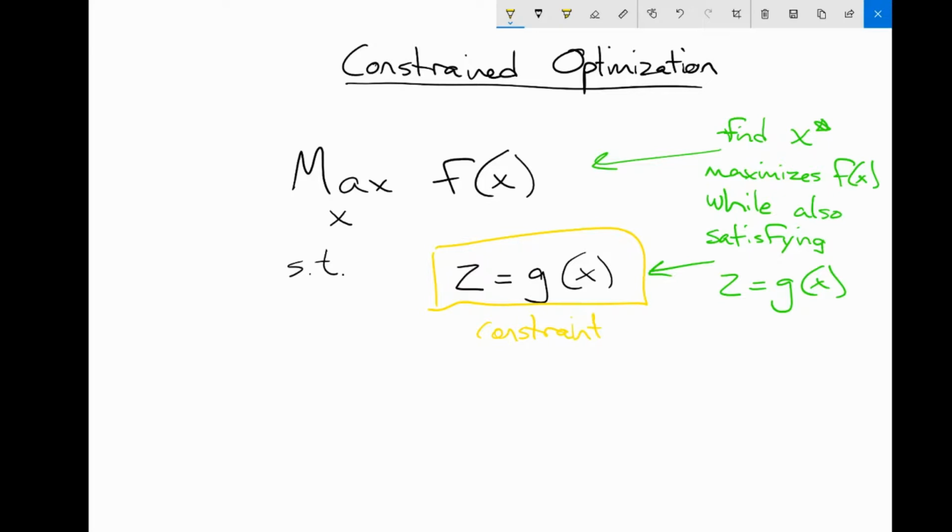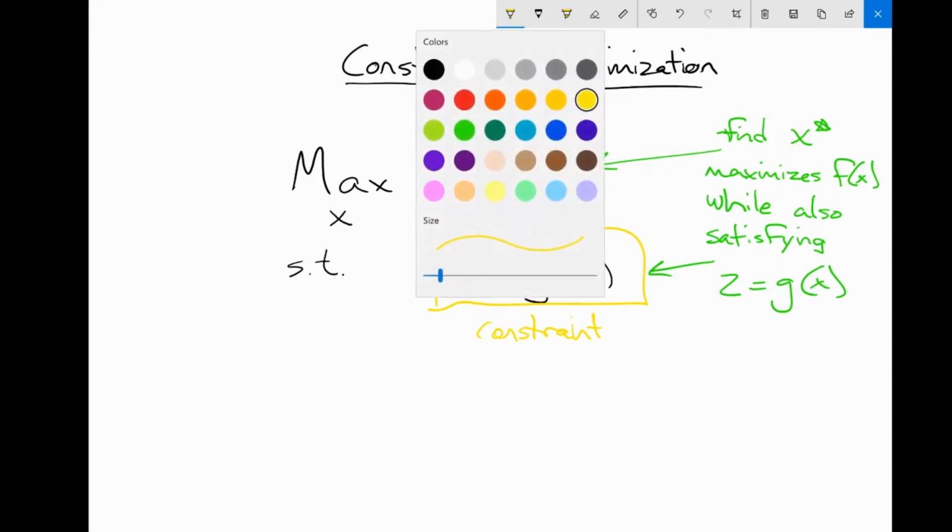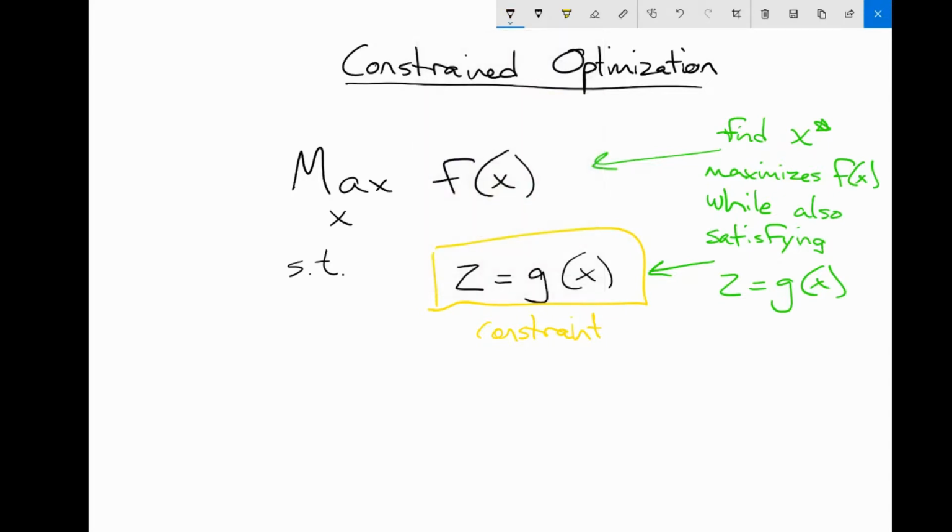Okay, so without this, it would be an unconstrained optimization. That means we're just choosing the value of x that gives us the highest value of the function f of x. But when it's constrained optimization, we're adding a constraint. That means we choose the value of x that gives us the highest value of f of x, while also satisfying this constraint z equals g of x. Okay? Now, how do we do that?